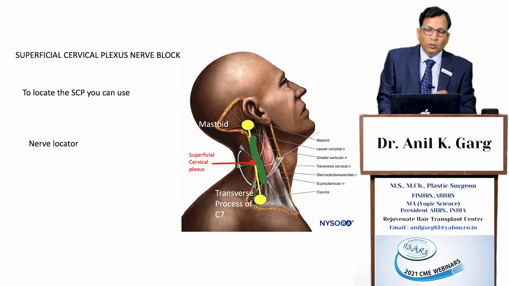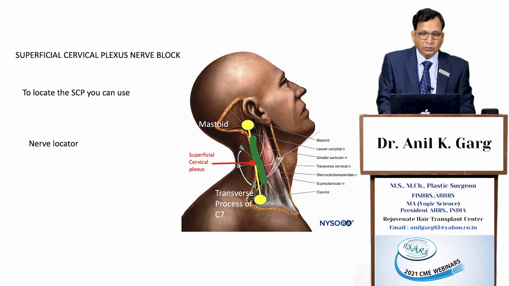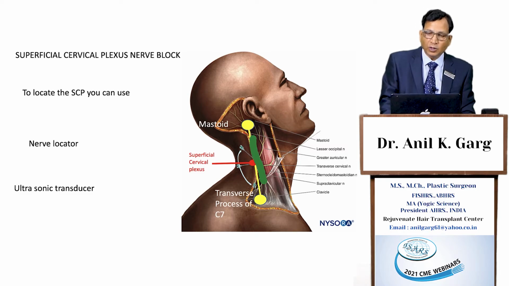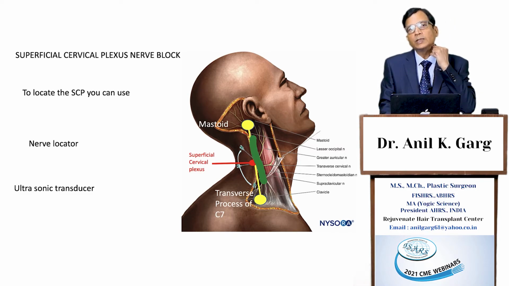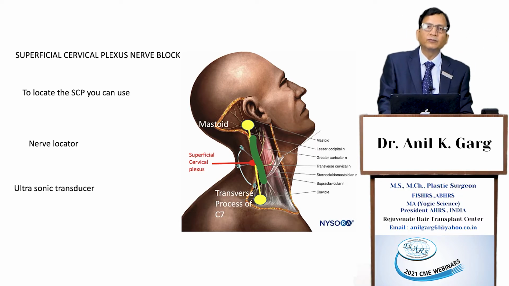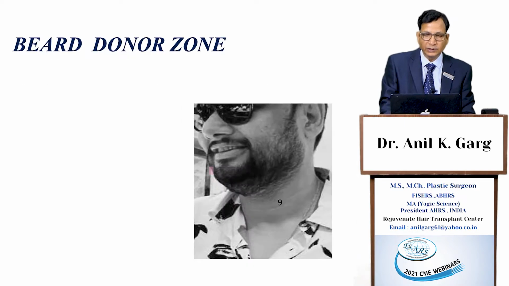This will drastically reduce your pain of infiltration, fear of infiltration, and tumescence pain. As I said, to locate these nerves, you can use a nerve locator or ultrasonic transducer. If not, then the best thing is you use the middle one third portion and infiltrate in this area. You have blocked all the nerves, and then infiltration and tumescence anesthesia you can give. This is the nerve locator which can be used.